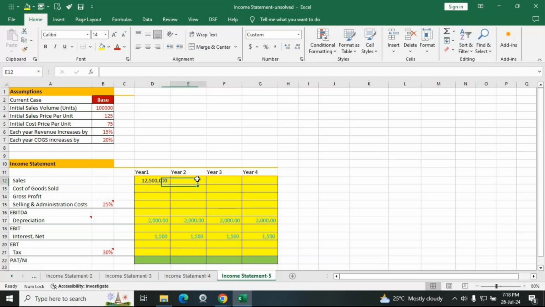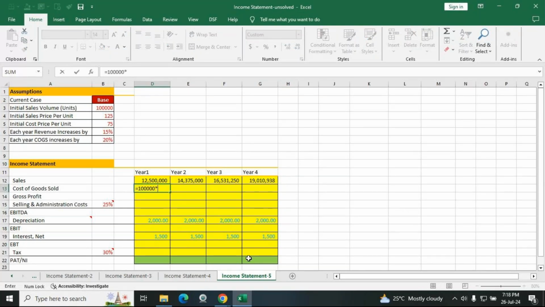Yeah, 1 crore 25 lakhs, you have to increase by 15%, that is, into 15% plus the previous year value. So this is how the increase has to be shown. Now cost of goods sold: one lakh into 75. So COGS will be equal to previous year into 20% plus the previous year value.